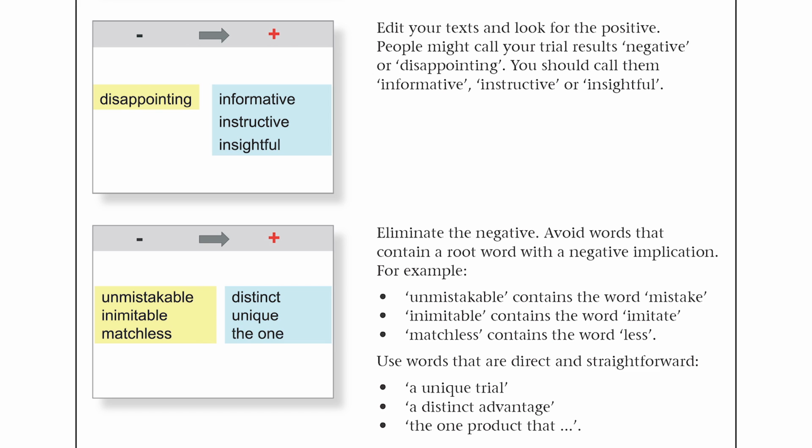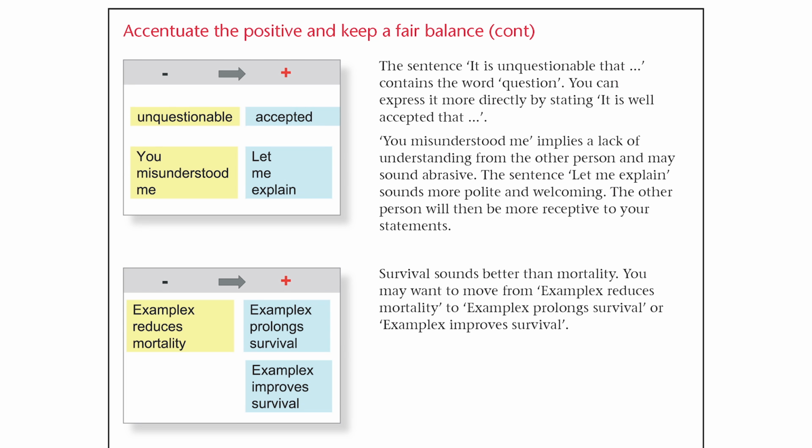Eliminate the negative. Avoid words that contain a root word with negative implication. For example, unmistakable contains the word mistake. Inimitable contains the word imitate. And matchless contains the word less. Use words that are direct and straightforward. A unique trial. A distinct advantage. The one product that, and so on. The sentence, "it is unquestionable that," contains the word question. You can express it more directly by stating, it is well accepted that.